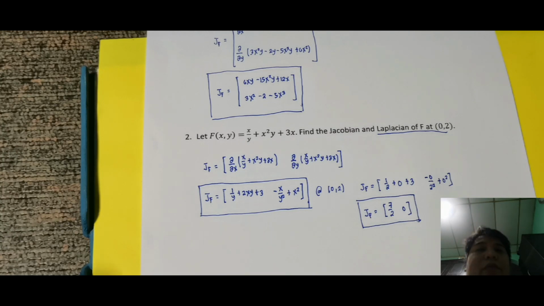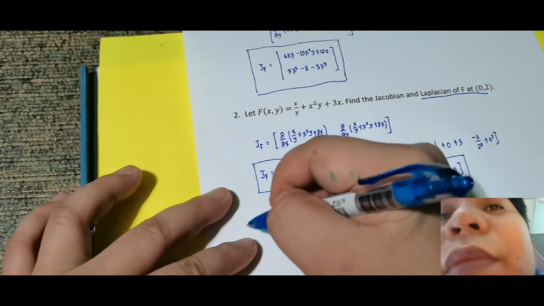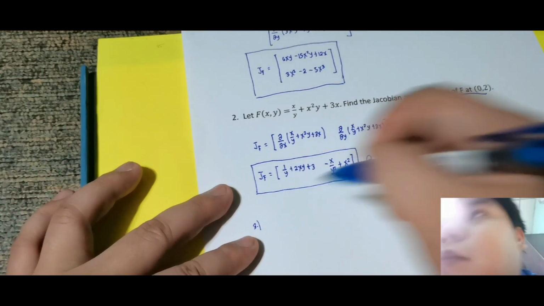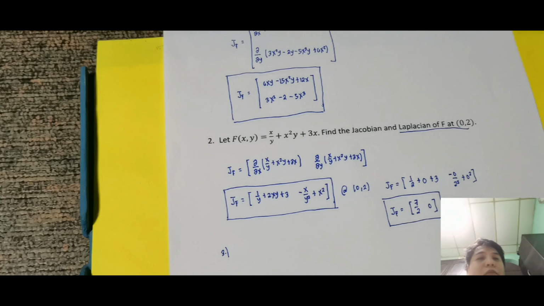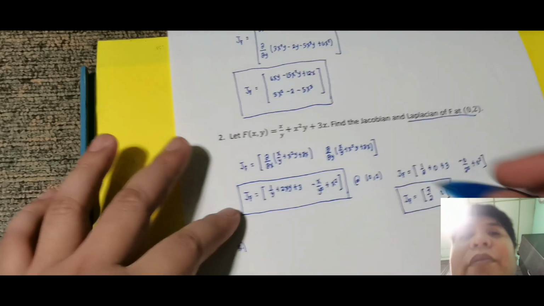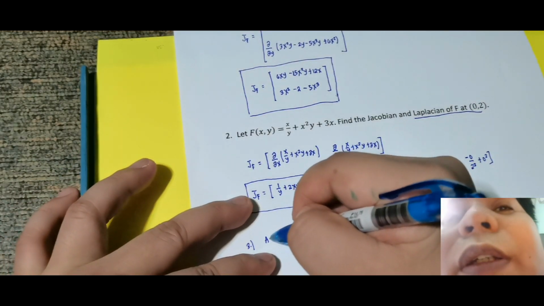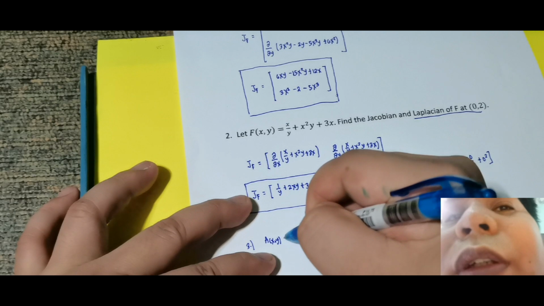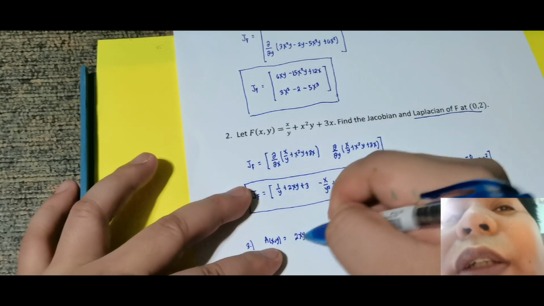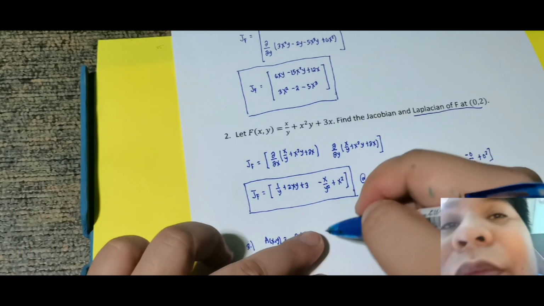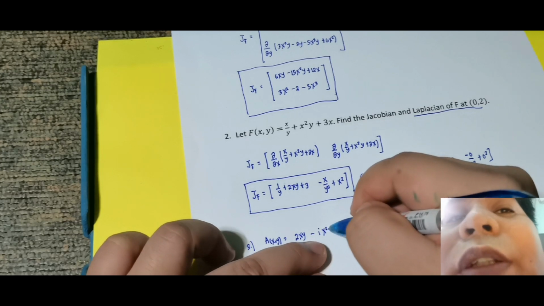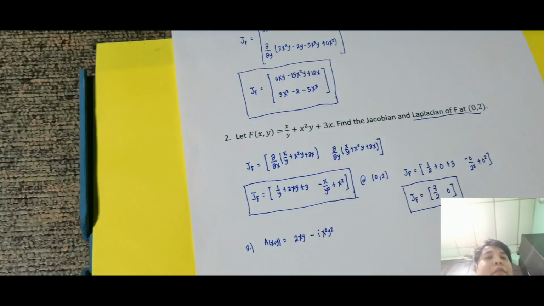So, ito, may nakita ako. So, number 3. Di ko maano, bakit ganun. So, A is equal to 2xy minus ix squared. So, A of x, y is equal to 2xy minus ix squared y squared. Okay?